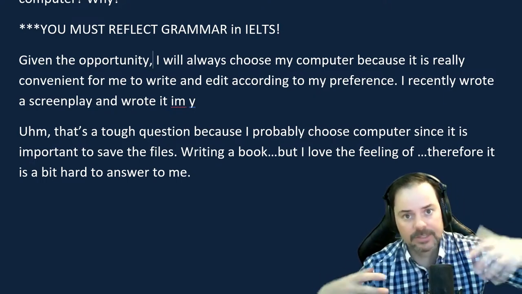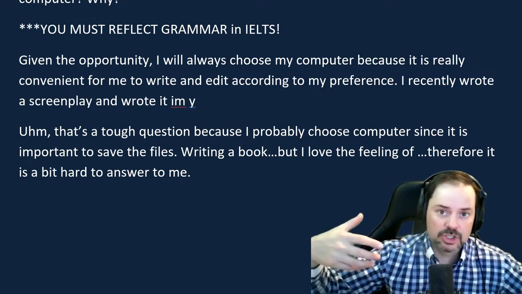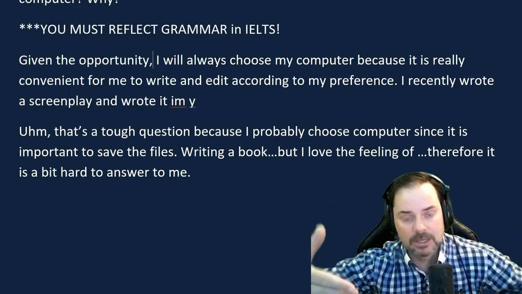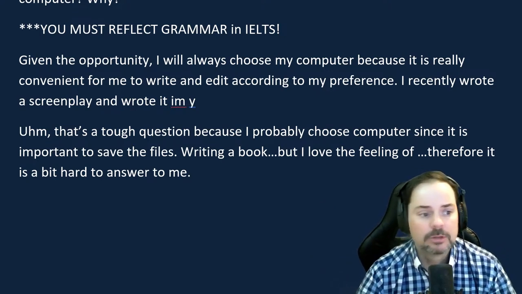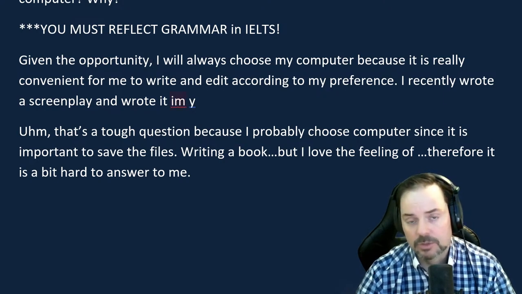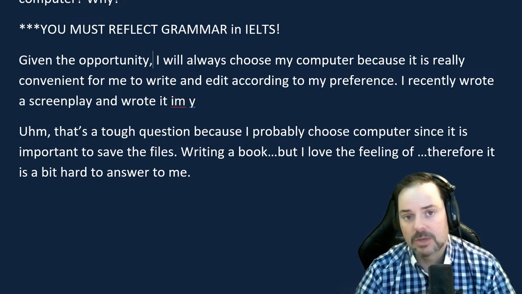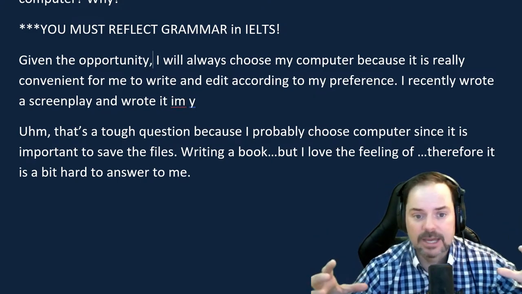It's like you're telling the listener that I have the condition. I know what you're asking with the condition. Here is my response, my situation in that condition. So given the opportunity, I will always choose my computer because it is really convenient. Now, I loved this part, Gopu. This is why I know that you should be closer to a band 7.5, because you have the vocabulary and you have the ideas. You just have to put it together and practice it.